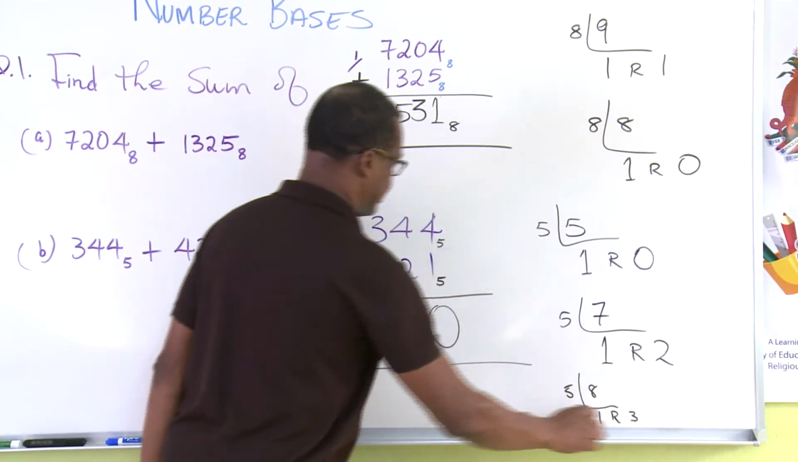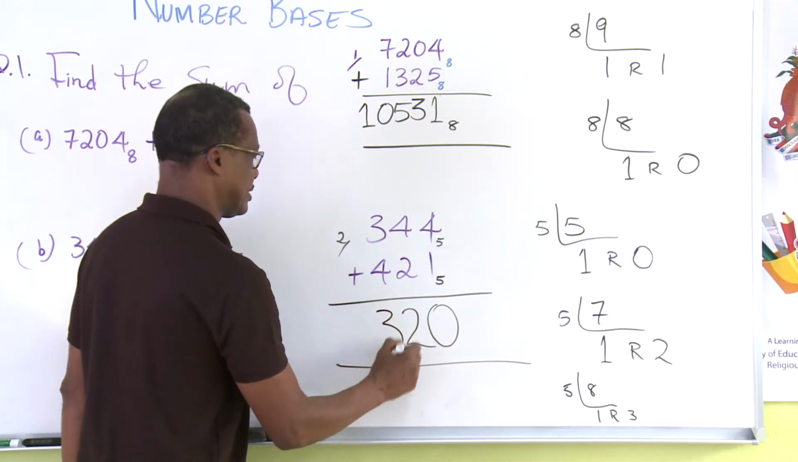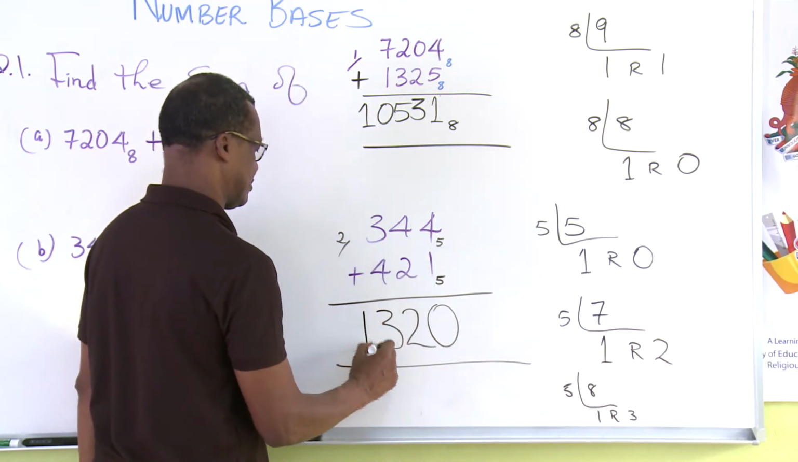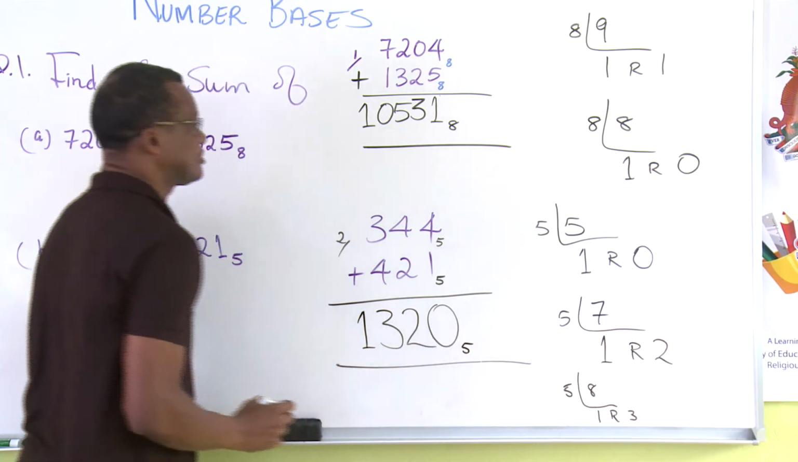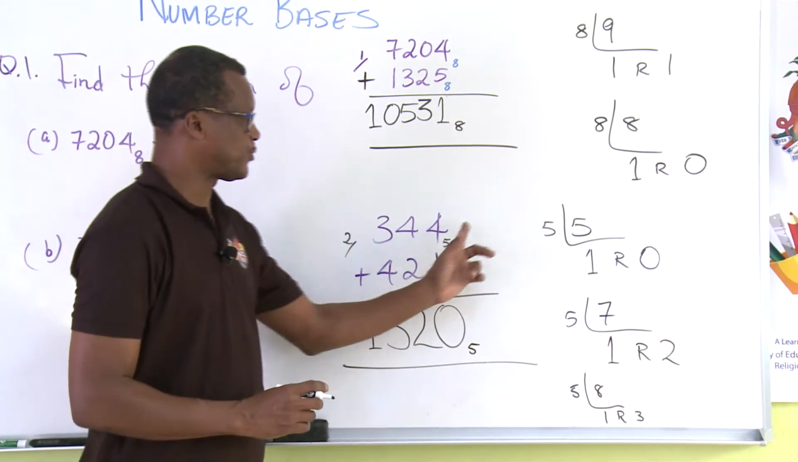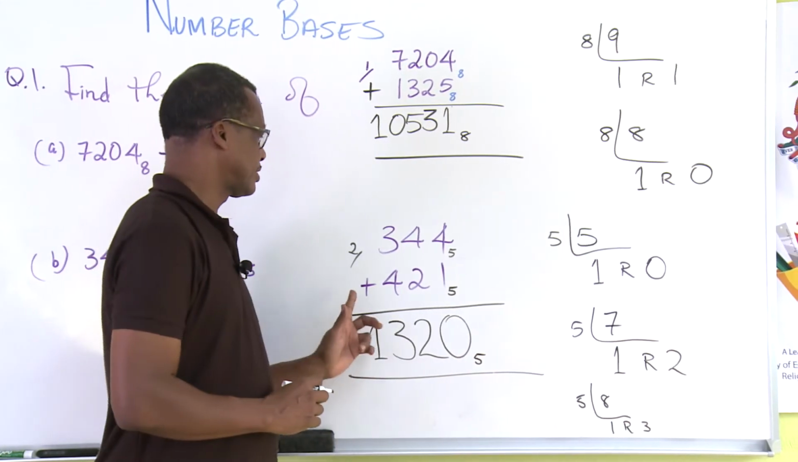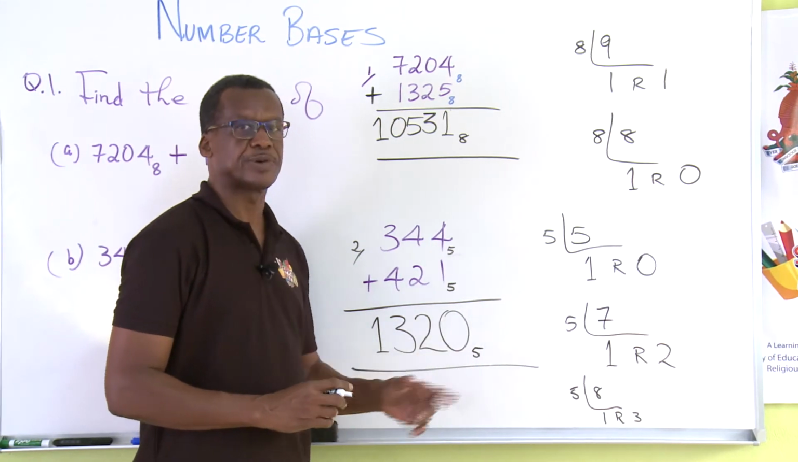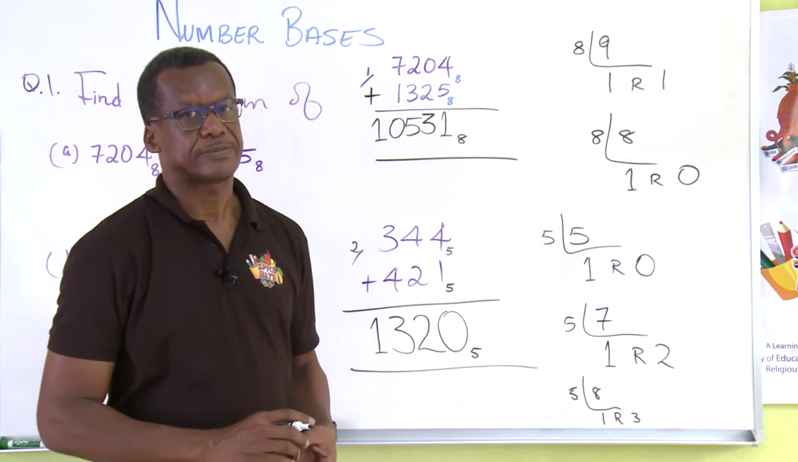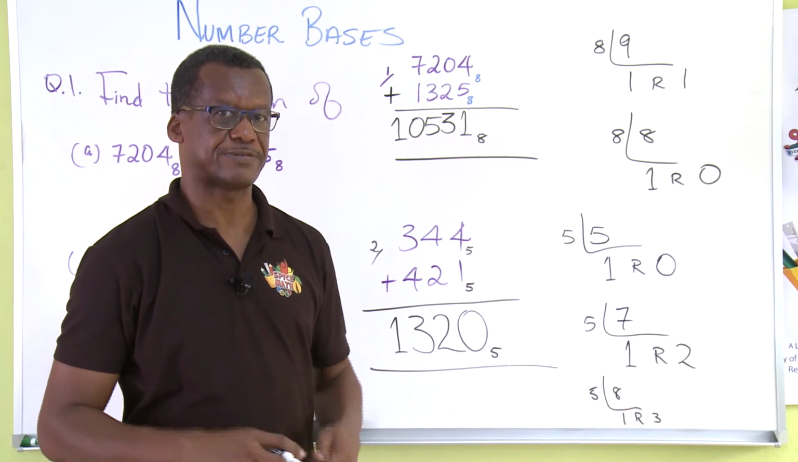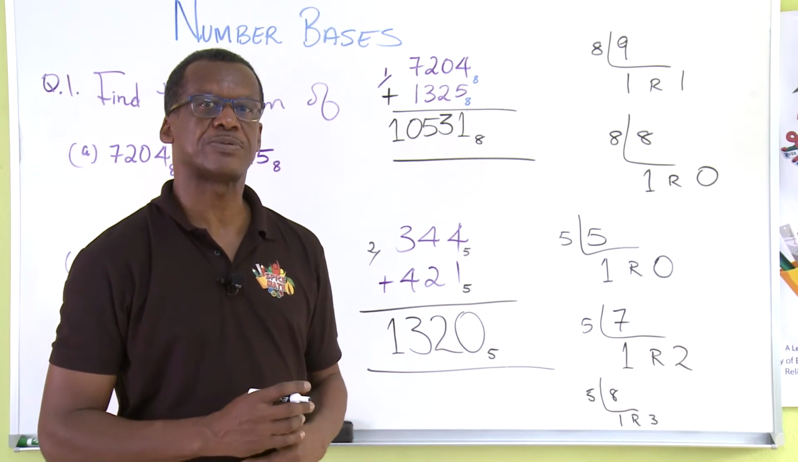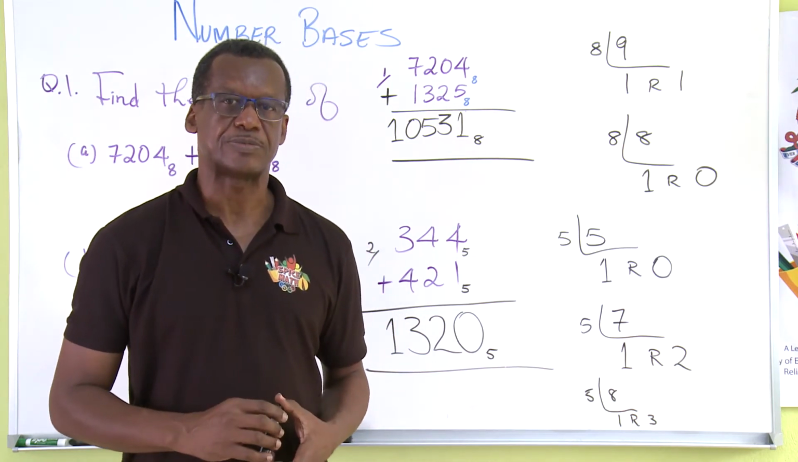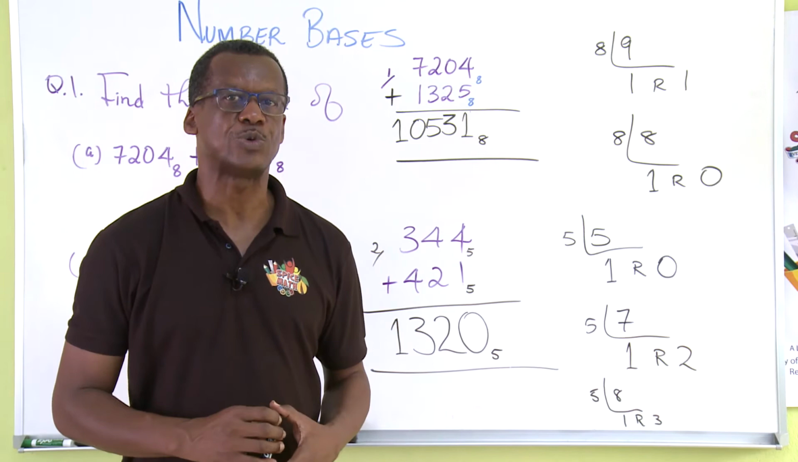So we carry the remainder into the column where the addition started, and the extra 1 or the quotient is now carried to the next column. So there we are. 344 base 5 added to 421 base 5 is equal to 1320 base 5. By now, you should have developed a very strong proficiency for adding in different bases. So, let's see if you can attempt a few on your own.